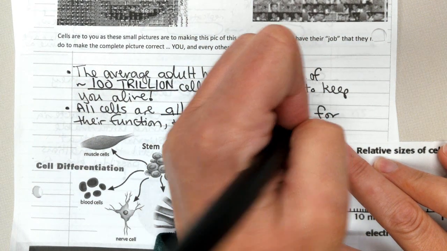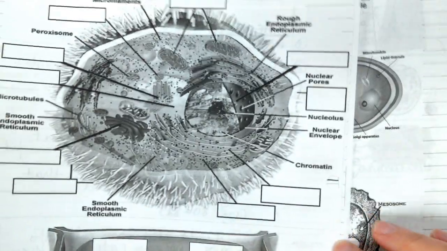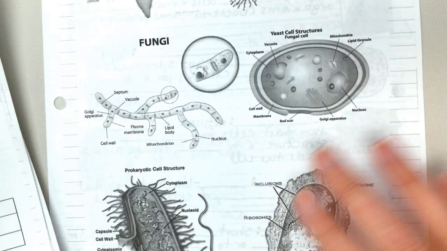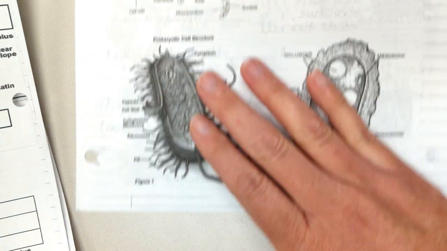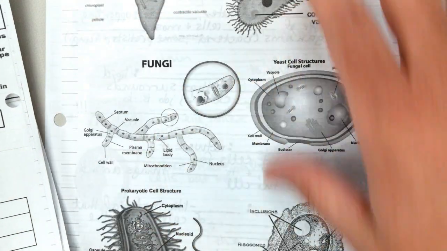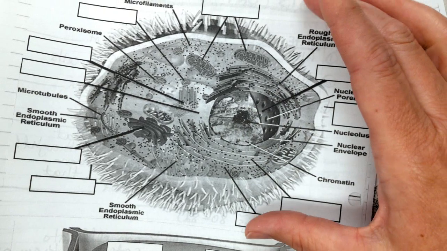So when we study cells, I'll just show you real quick. We're going to look at this and say this is a generic animal cell, a generic plant cell. This is a generic bacterial cell. This is in the wrong section, but I'm going to talk about that when I get there. These are generic fungi and protists. So these are generic ones. We're going to say this is an animal cell.